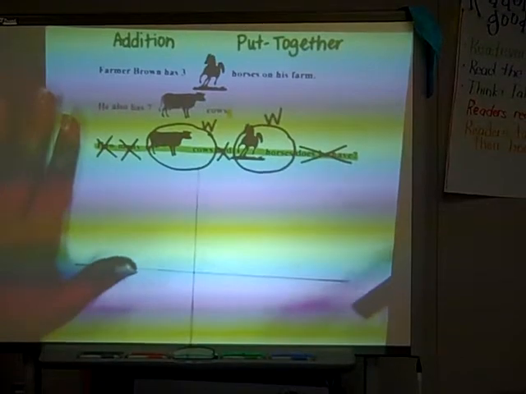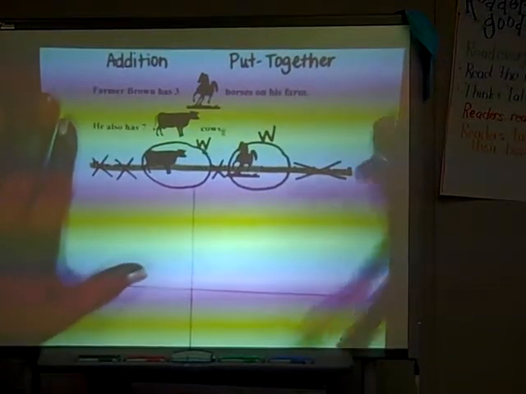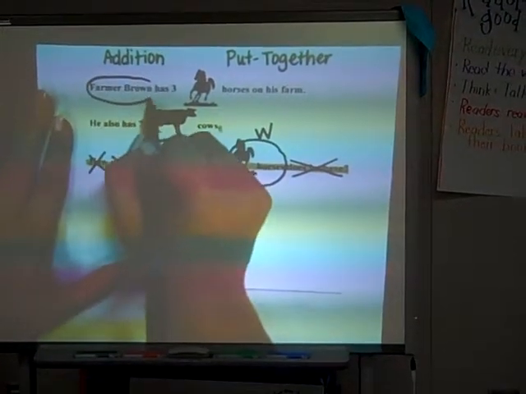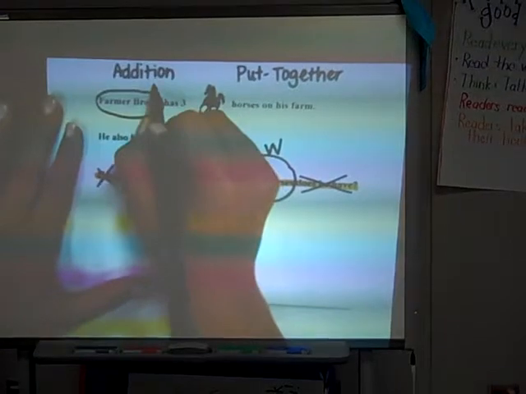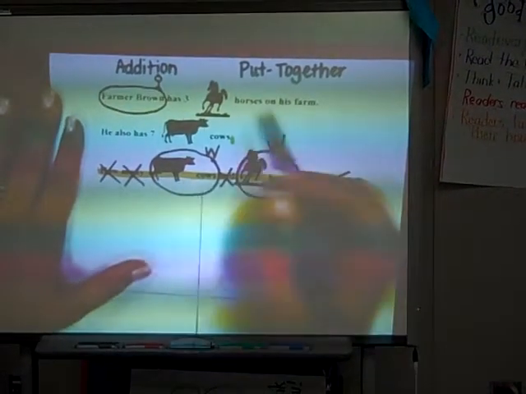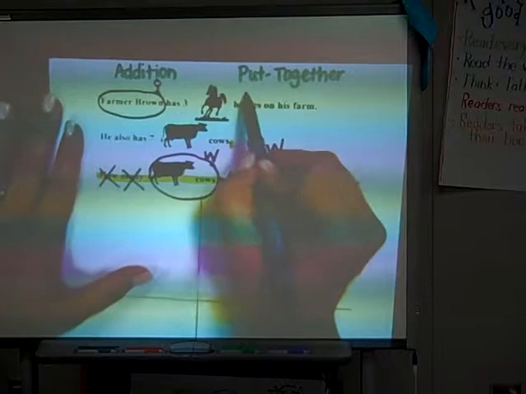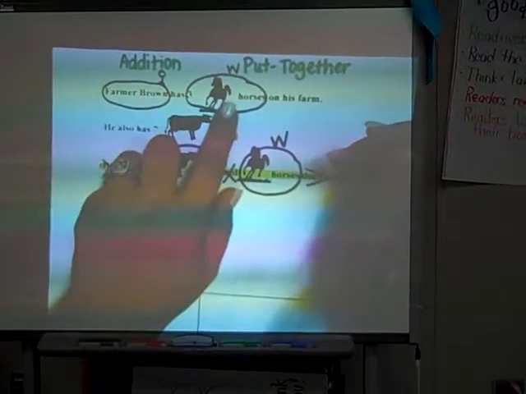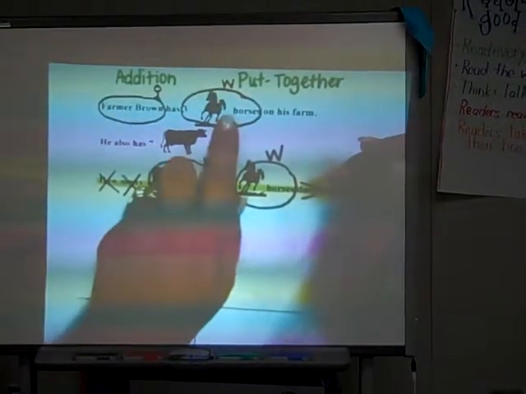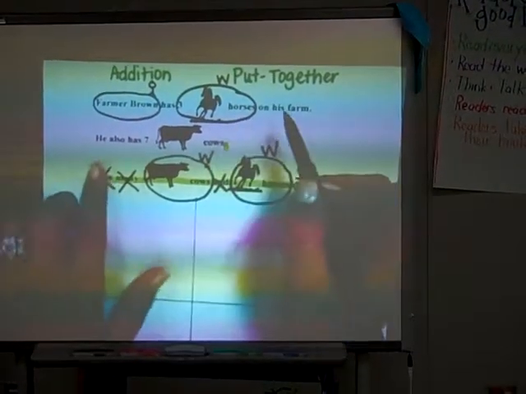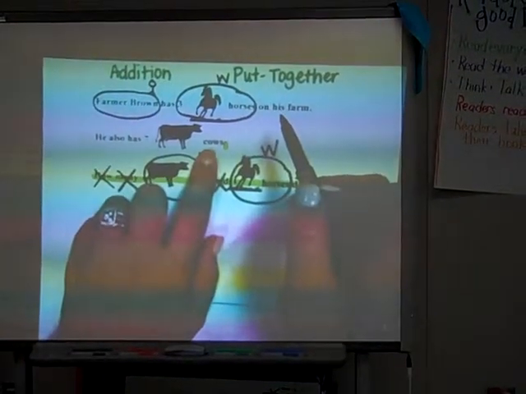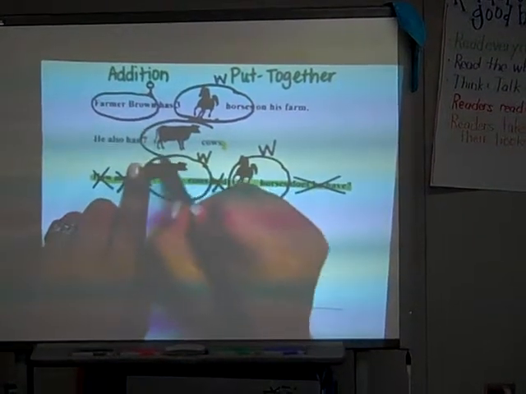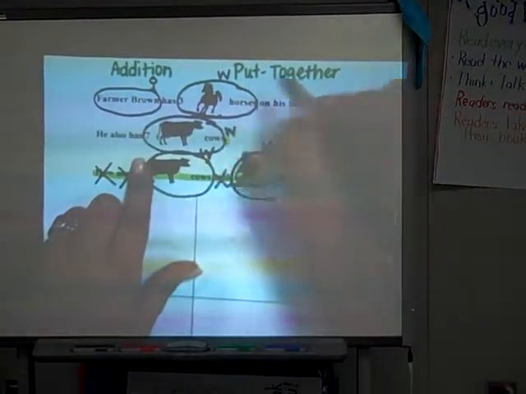Then we go back to the story and we read it again to see if we find any important information. Farmer Brown. That is a who. The students will circle that, and they remember that that's a who by drawing a little stick man. Has 3 horses. Again, I'm going to circle 3 horses, and that's my what. What does Farmer Brown have? He has 3 horses. He also has 7 cows. What does Farmer Brown have? 7 cows. I'm going to circle that, and that is a what too.